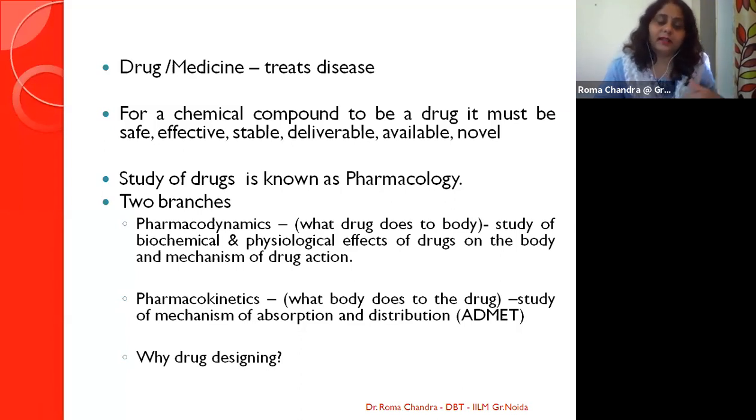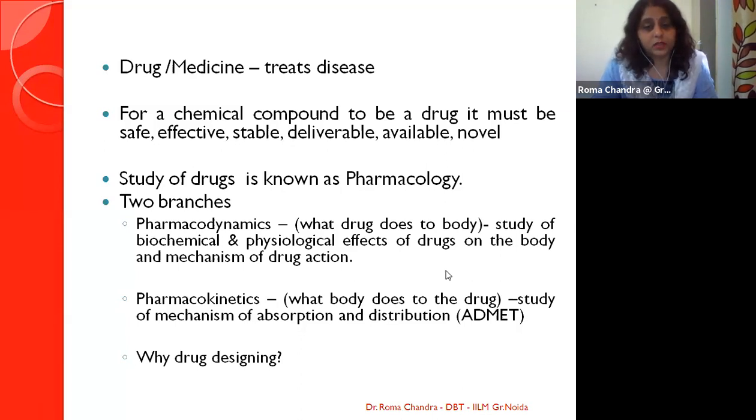And deliverable, that is, it should reach the site of action. It shouldn't be that the drug is consumed, taken inside, and without reaching the site of action it is just being excreted out. Availability is also important. The reason is that whenever pharmaceutical companies are going with the development of a drug, the raw source should be available easily. And novel, obviously, because we were going with the designing of a new, novel drug.